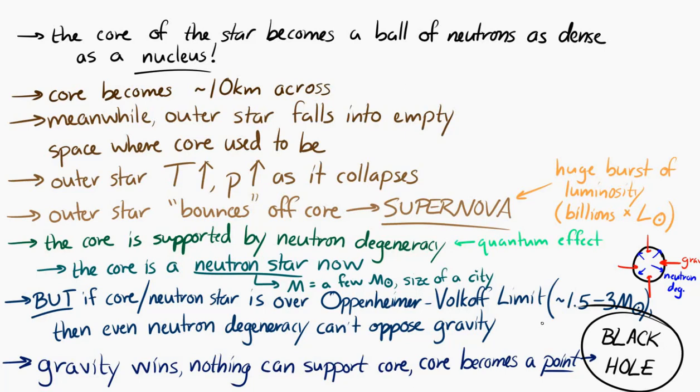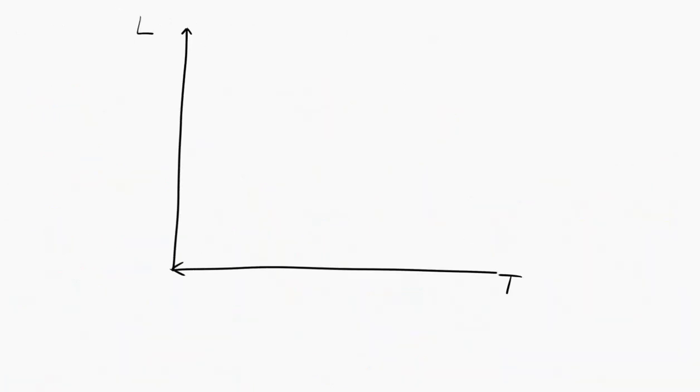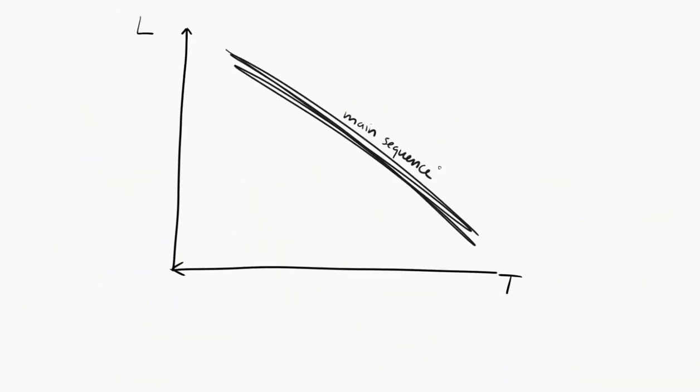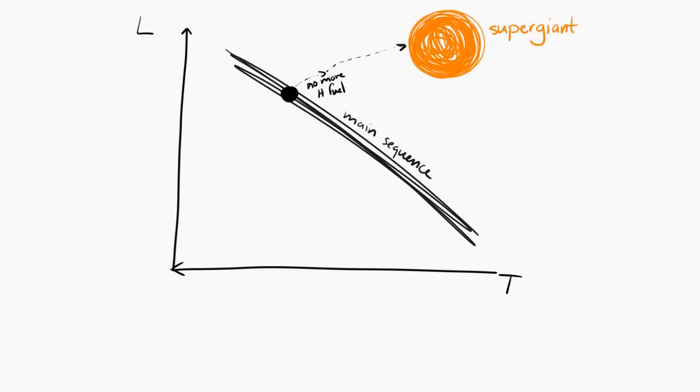What this looks like on an HR diagram is we have a massive star over here, and once it runs out of fuel in its core, it goes over here to the supergiant branch, and once it's in the supergiant branch, eventually it undergoes a supernova and leaves the HR diagram completely.